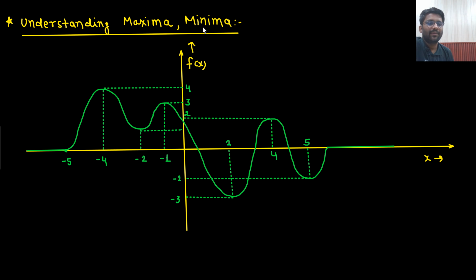So when we talk about maxima and minima, maxima means maximum, minima means minimum. We talk about all those points where the slope is 0. First of all, this is the condition. Other points also we can talk about, but as of now you understand where the slope is 0, talk about those points. So the slope is 0 here, here, here, here, here, here, and here. So these are the points where the slope is 0.